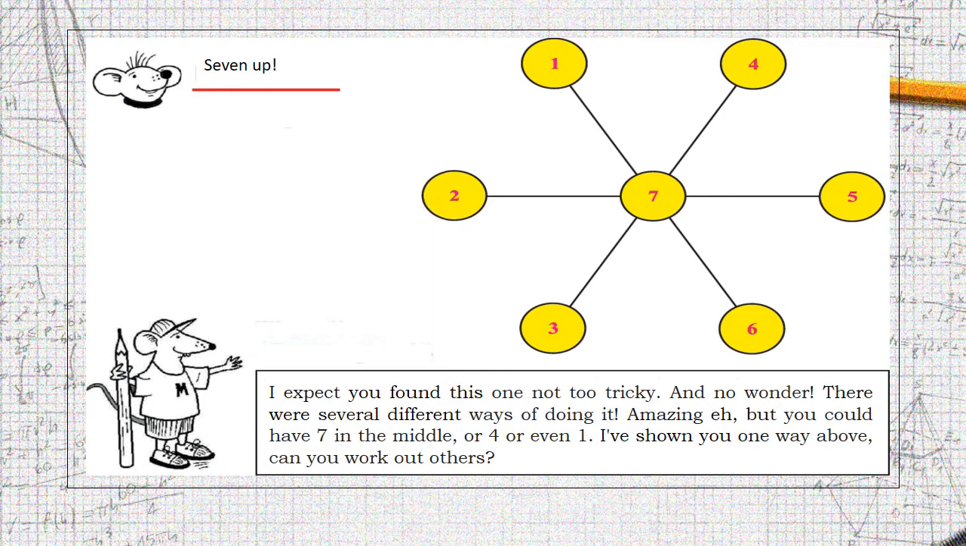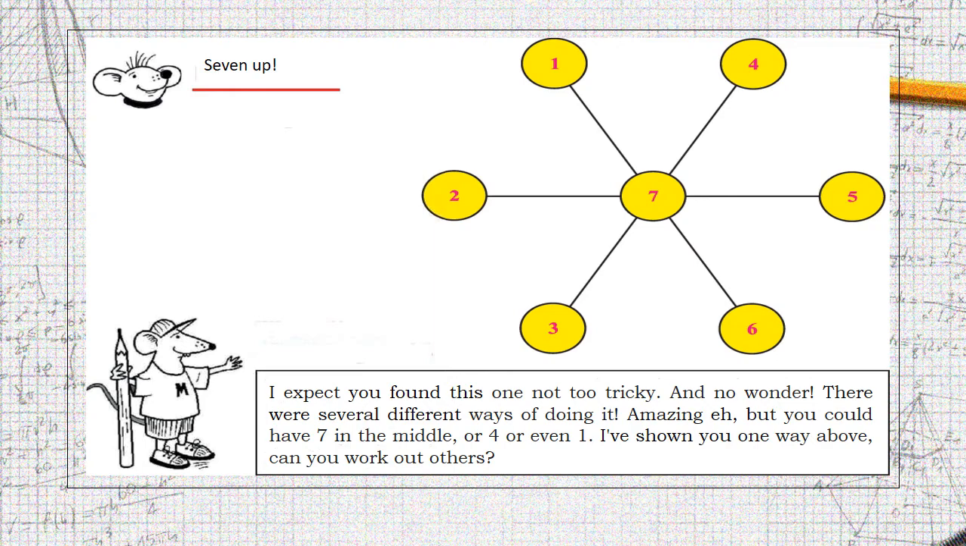Let's see. In the middle, the center circle, we put the number 7. So how do we get it? Like what is the total? 1 plus 7, 8 plus 6, 14. Same way, 4 plus 7, 11. 11 plus 3, 14. And then 2 plus 7, 9. 9 plus 5, 14. So with all the lines, we get the same total.